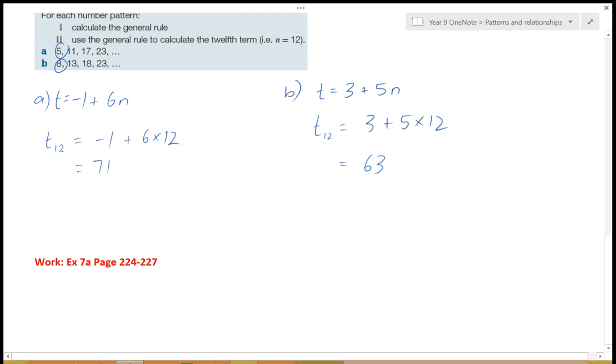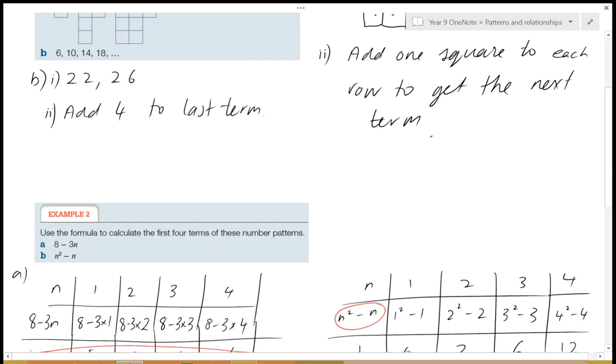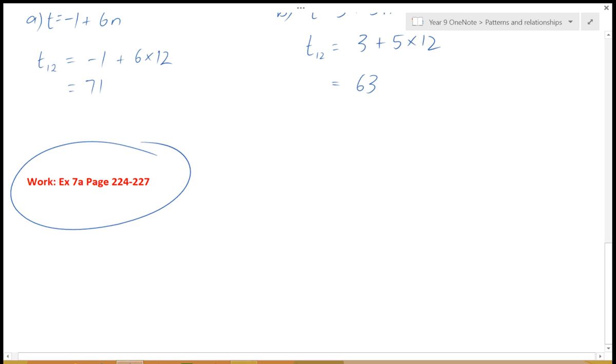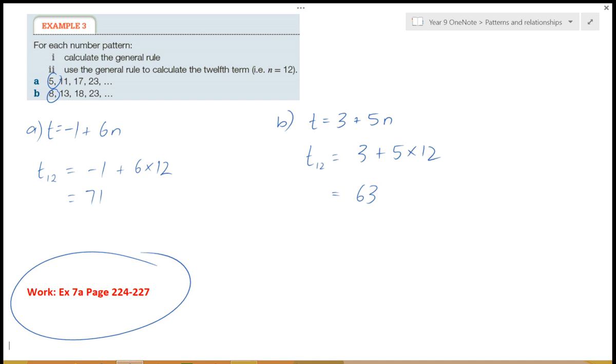Okay? So, guys, there's 3 examples for you to get in your notes, and then down the bottom is your work out of your textbook. So if you can get started on that, please. Go.